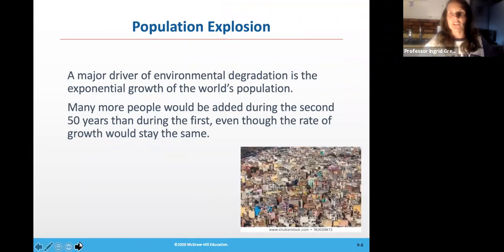Let's go into the population explosion. What does this mean? A major driver of environmental degradation is the exponential growth of the world's population. And you might think, how is that possible, that the millennials are having fewer kids? How can the world overall be growing in population when developed countries like the US and Europe are sustaining or even dropping in population? We're going to get into that. It's all about Africa. The second sentence here says many more people would be added during the second 50 years than for the first, even though the rate of growth would stay the same, because there are just exponentially more people being born.